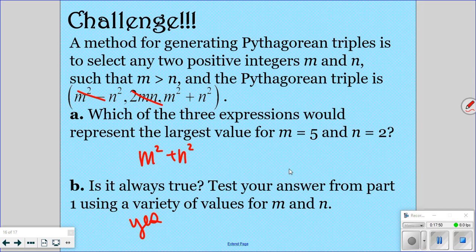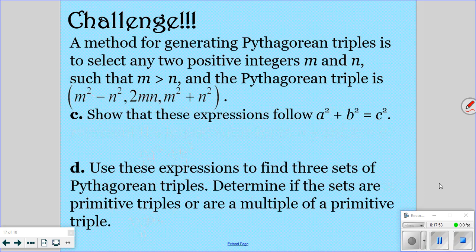Okay, so now we're going to look at part C and D. All right, so y'all try C and D, and then once y'all are finished, unpause the video and I'll go over it for you. So for C, we want to show that the expressions follow this a squared plus b squared equals c squared. So this is going to be your C because it's always going to be the biggest one. So m squared minus n squared is your A, and then 2mn can be your B, and then your C is m squared plus n squared.